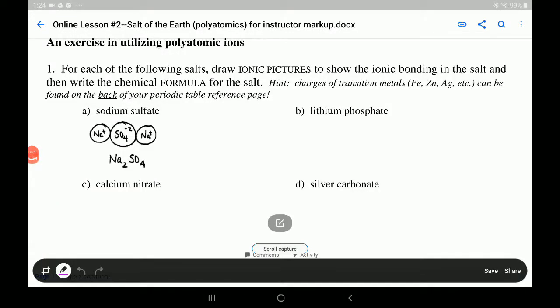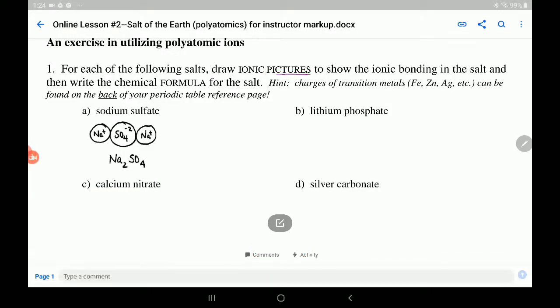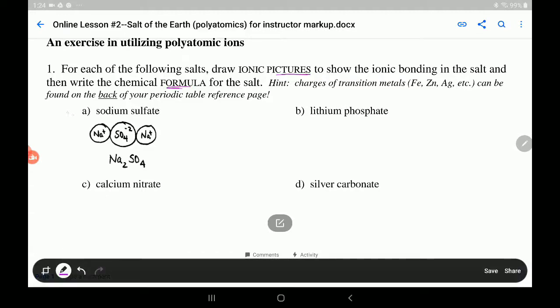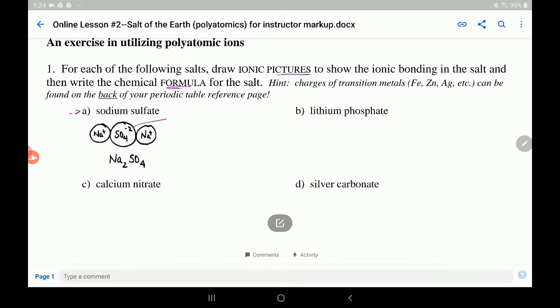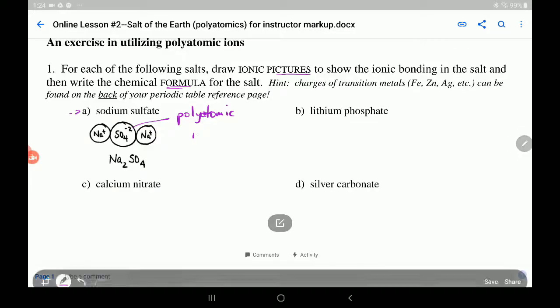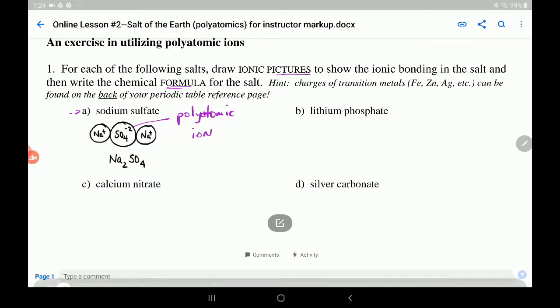So here we go. We're drawing the pictures. We're writing the formula. We've already got the name. So the first one is the one I just showed you with the tennis balls and the wiffle ball. So there's 2 sodiums for every sulfate. There's the polyatomic right there. It acts as one thing. Let's look at the next one.